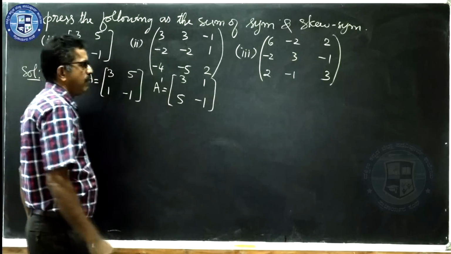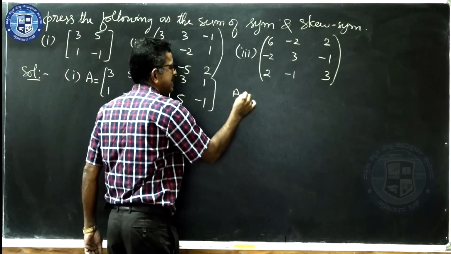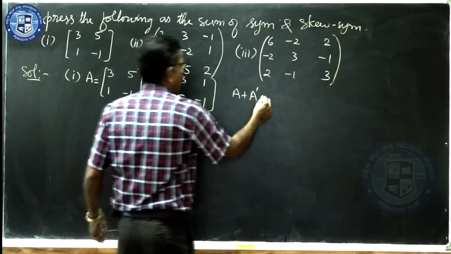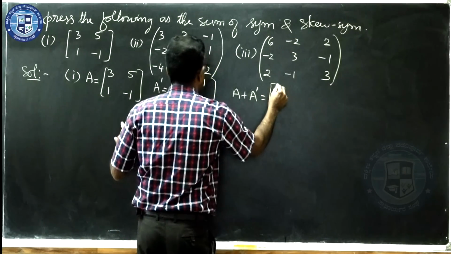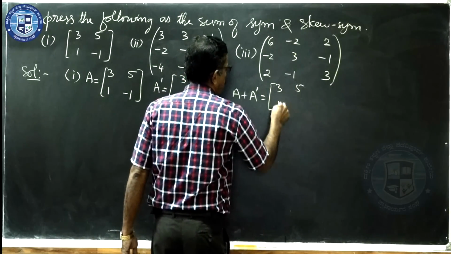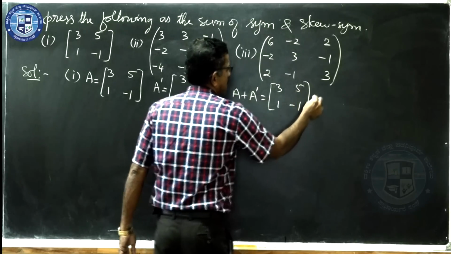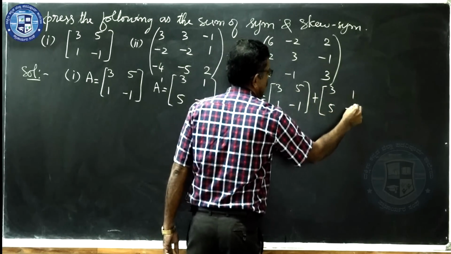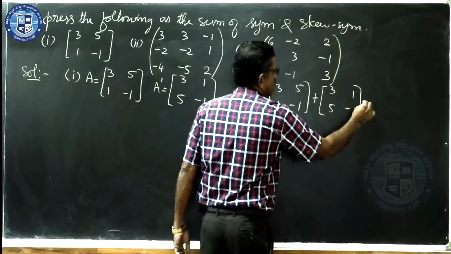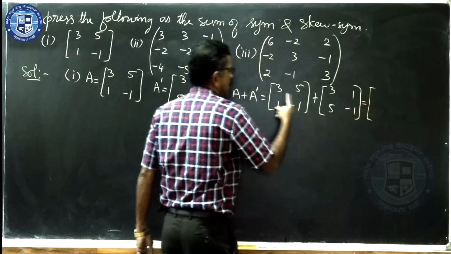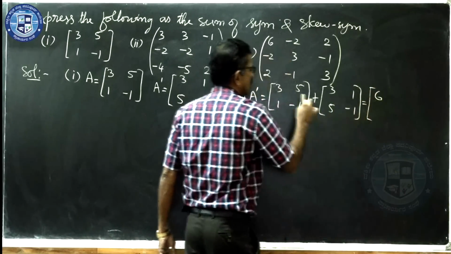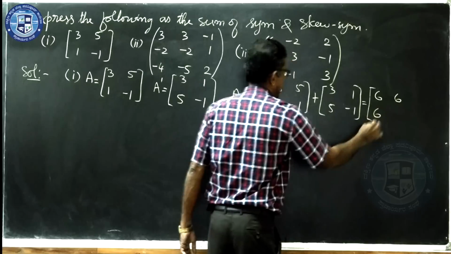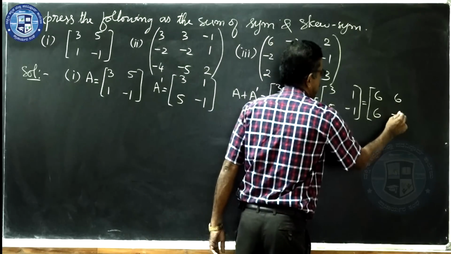Will you be able to find what is A plus A dash? You add these 2 matrices. First one is 3, 5, 1, minus 1, adding with its transpose, 3, 1, 5, minus 1. That would be equal to 3 plus 3, 6, 5 plus 1, 6, 1 plus 5, 6, minus 1 minus 1, minus 2.